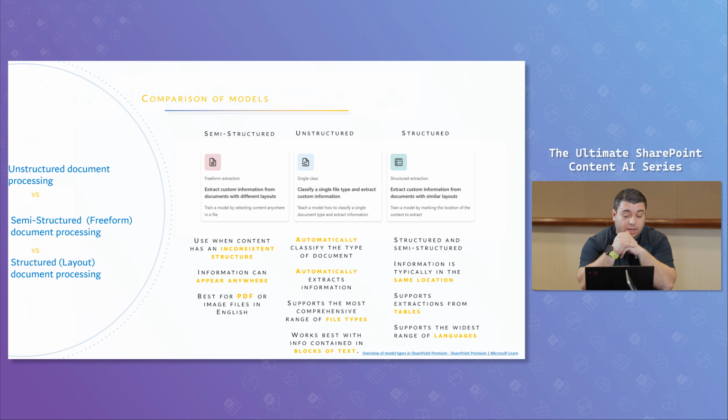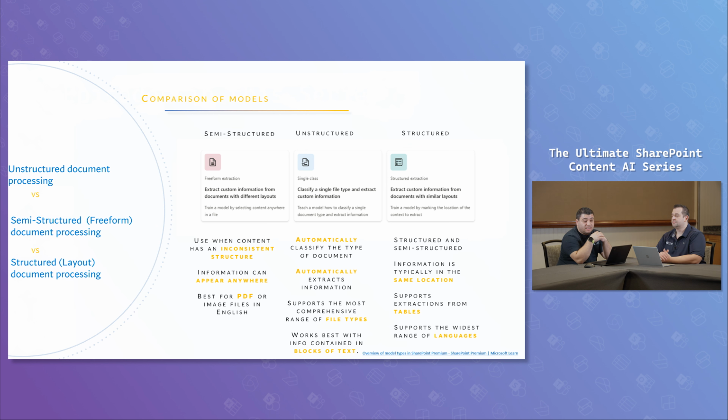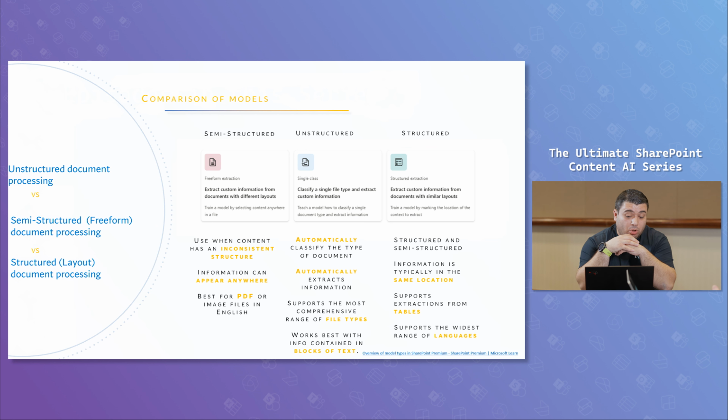SharePoint Content AI or SharePoint Premium offers you a bunch of models that you could use in order to extract information from your data and use that in multiple other forms. And today's is the most complex one, and that's what I tell my customers. The single class is the most complex model that you could use because it's the SharePoint based one.